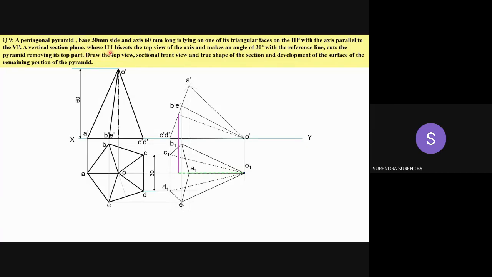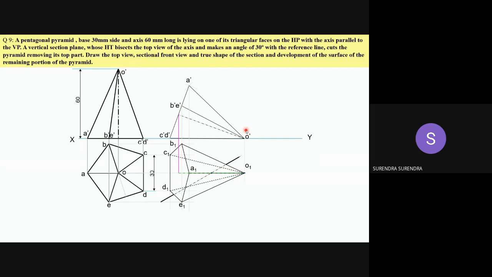In the top view, it is bisecting the top view of the axis. Read the problem clearly. It is not bisecting the axis, it is bisecting the top view, and we measure only the top view line length. So identify the midpoint of this axis line in top view, and then draw an inclined line at 30 degrees inclination with the XY reference line. The section plane is at an inclination of 30 degrees with the XY line.